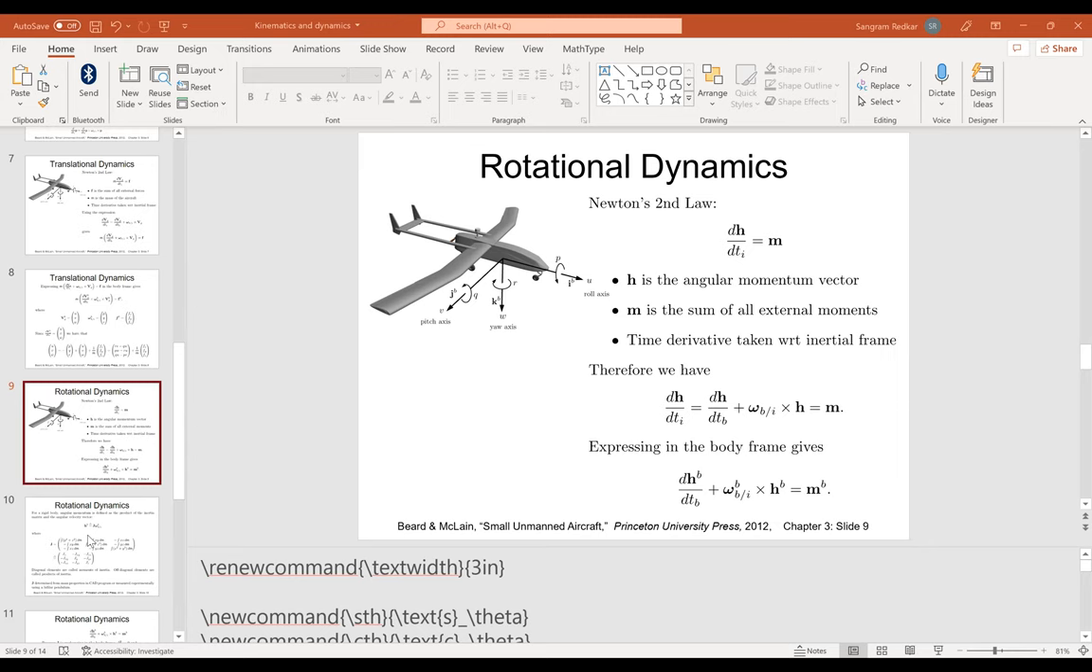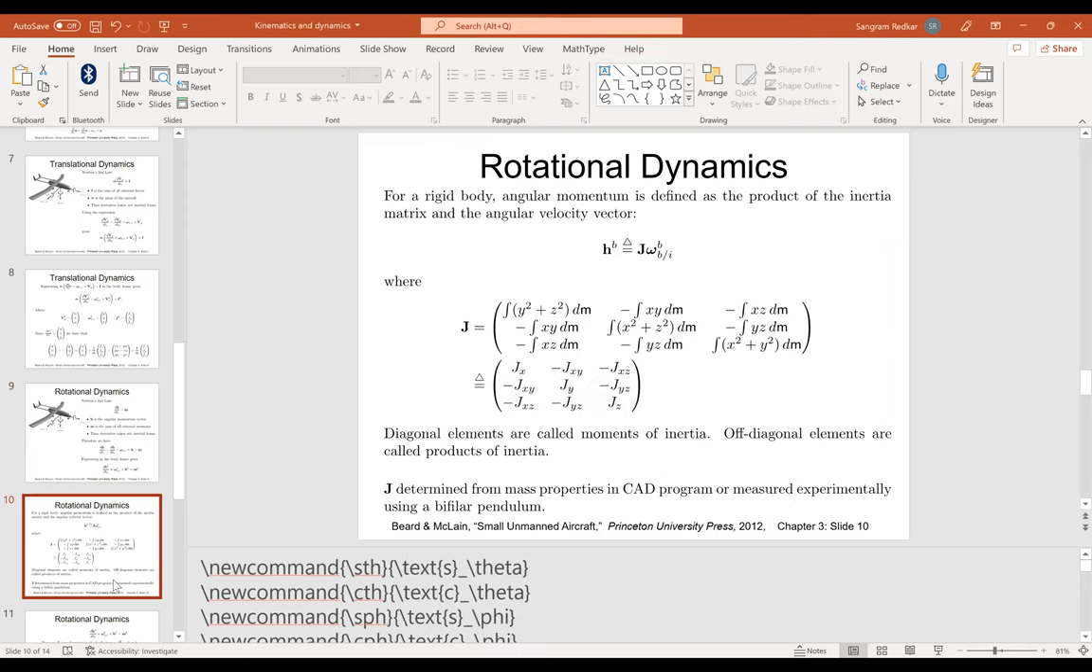So next thing is this: angular momentum is given as moment of inertia J multiplied by the angular velocity. And this J is nothing but the radius of gyration squared multiplied by the mass value. So basically you get something called the inertia tensor.